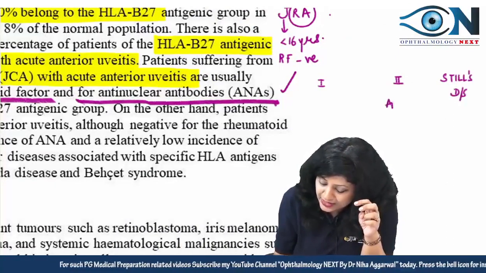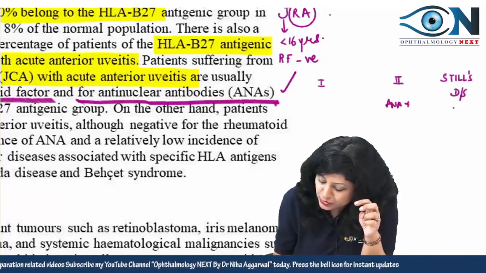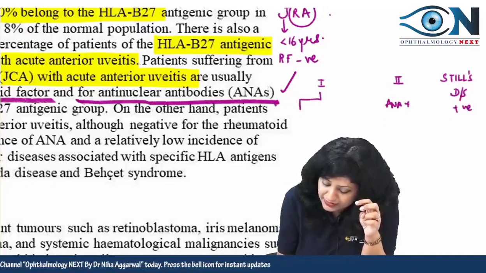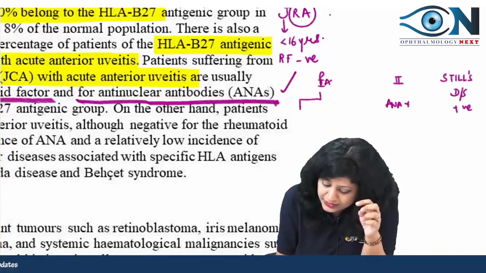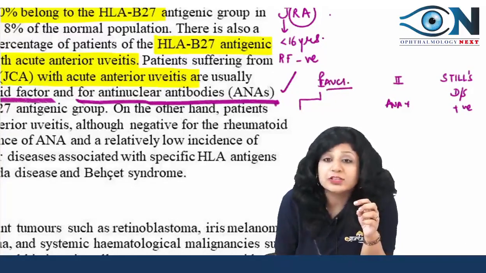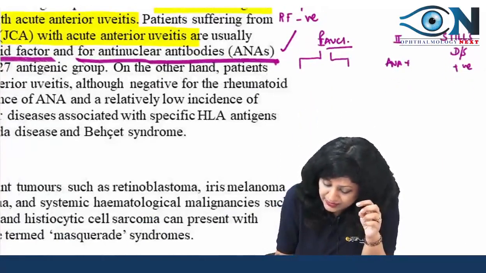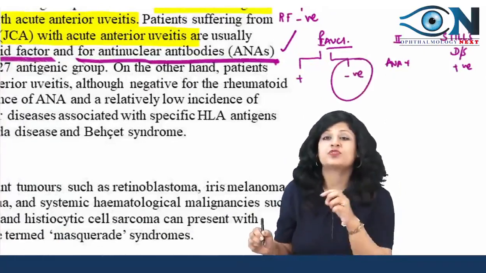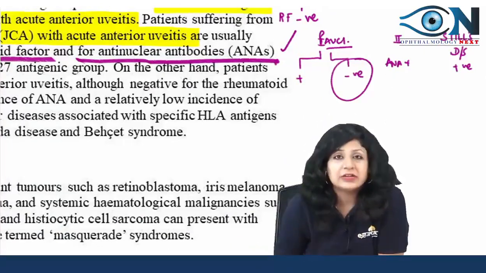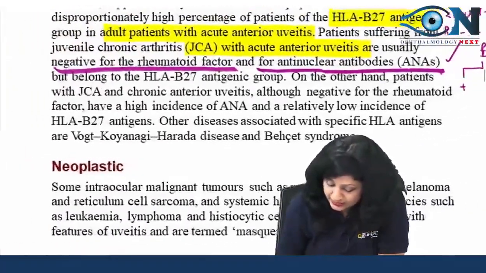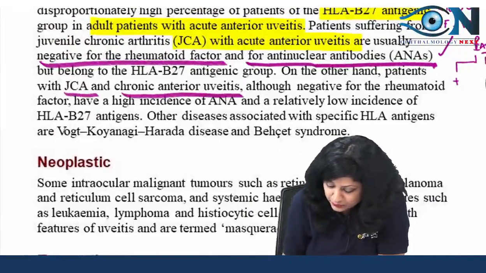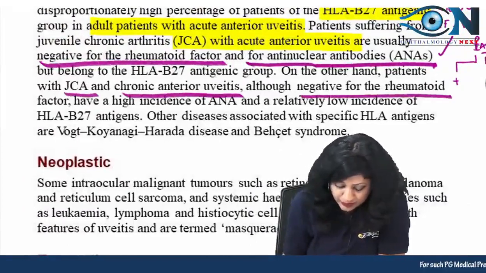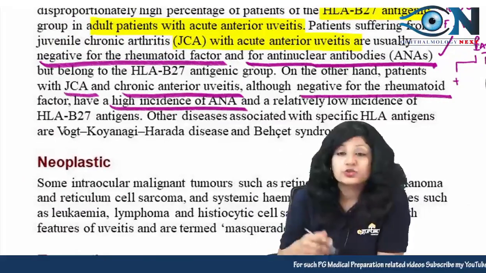So ANA is actually positive here also and positive here also, while this is your pauci-articular. If I talk about the pauci-articular, here we can have the positive also and the negative also. Only a quarter of the patients are actually negative for anti-nuclear antibodies. On the other hand, patients who have JCA and chronic anterior uveitis, although negative for the rheumatoid factor, have a high incidence of ANA. So what does this mean?